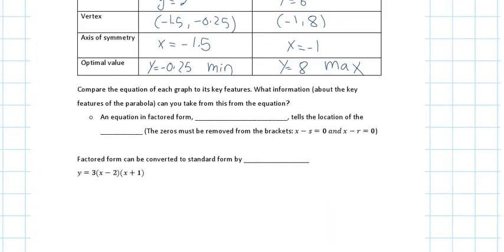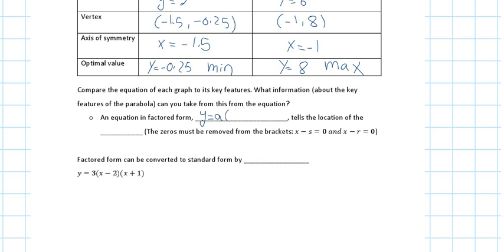So, an equation in factored form, which is y equals a(x minus r)(x minus s), tells the location of the x-intercepts, or the zeros. What you have to do is remove the zeros from the bracket. So you have to set up each bracket equal to 0 and solve for it. Okay? I'll show you how we can do that.